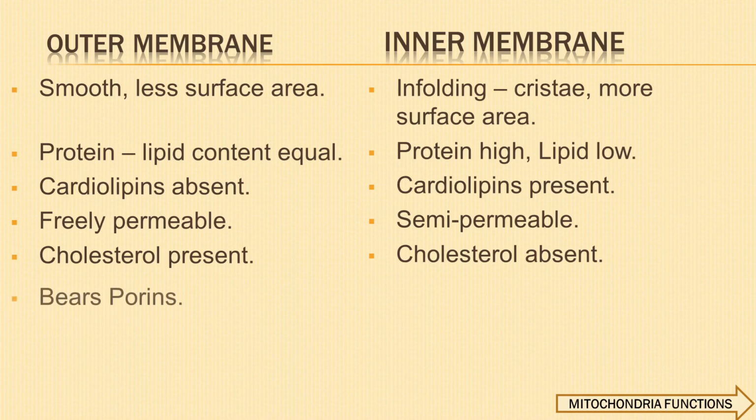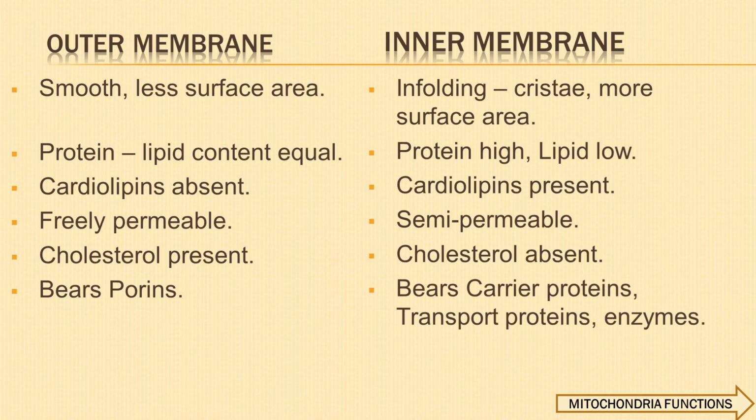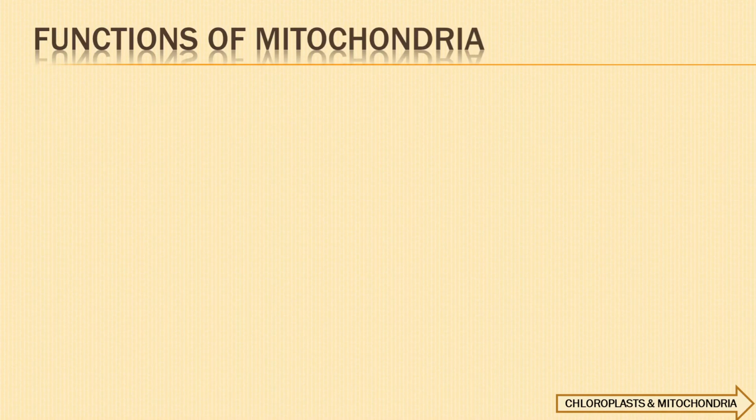Outer membrane bears porins or protein-lined channels for free movement of molecules across the membrane. Inner membrane bears carrier and other transport proteins and a number of enzymes for transport of subunits across the membrane. Next, we'll switch over to functions of mitochondria.